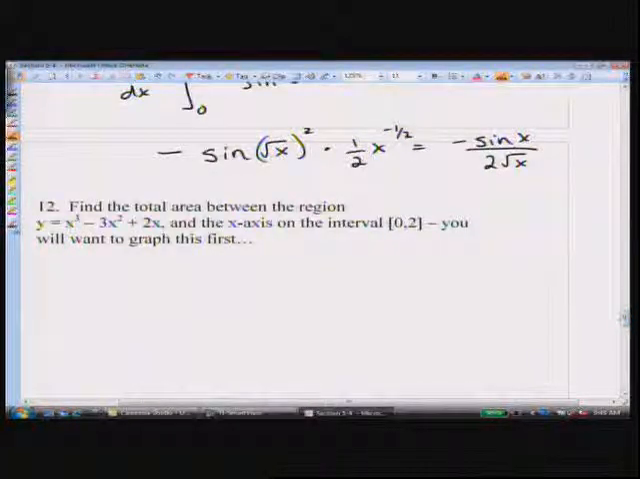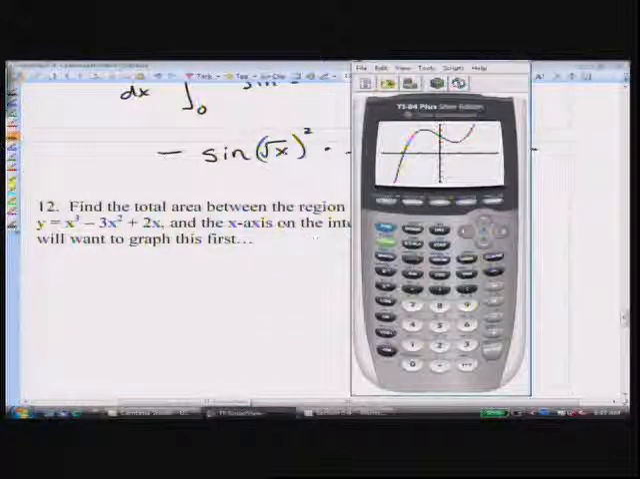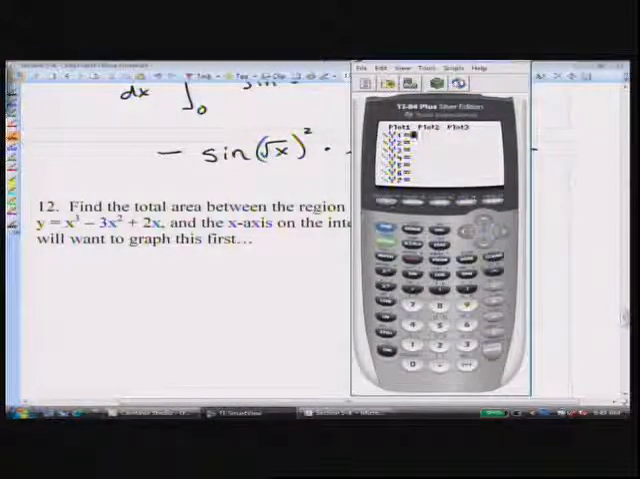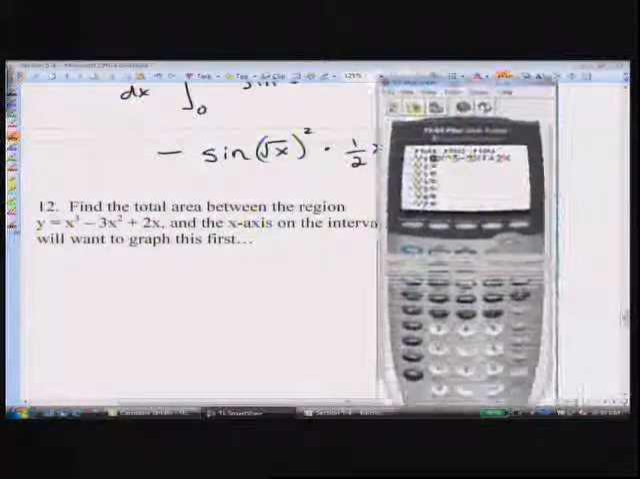Okay, so say we want to find the total area between the function x cubed minus 3x squared plus 2x and the x-axis on the interval from 0 to 2. Okay, and I gave you a hint that you're going to want to graph it first, so let's go ahead and do that. So we've got x cubed minus 3x squared plus 2x. And we want to look at it on the interval from 0 to 2.